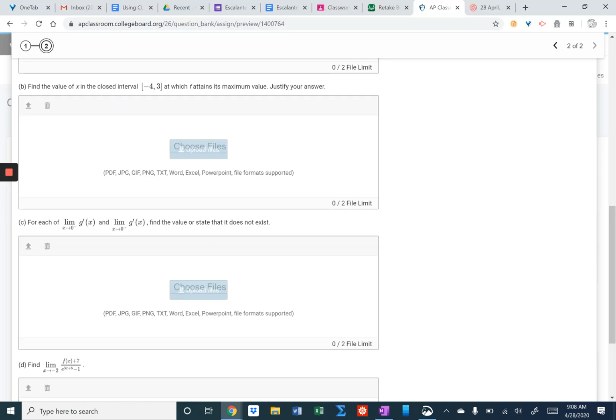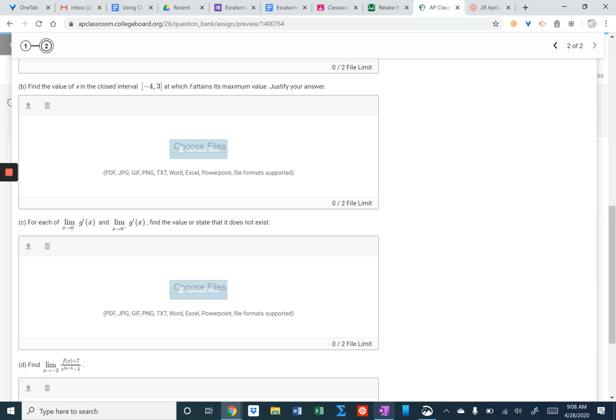All right, for part B, it says find the value of x in the closed interval [-4, 3] at which f attains its maximum value. Justify your answers. Now we're looking for an absolute max here. We're not looking for a local or relative max because we'd have to ask for those specifically. So some of you misread or misunderstood the question and looked for relative extrema and not absolute extrema here. So we're looking for the absolute maximum, the x-coordinate at which the maximum value occurs.